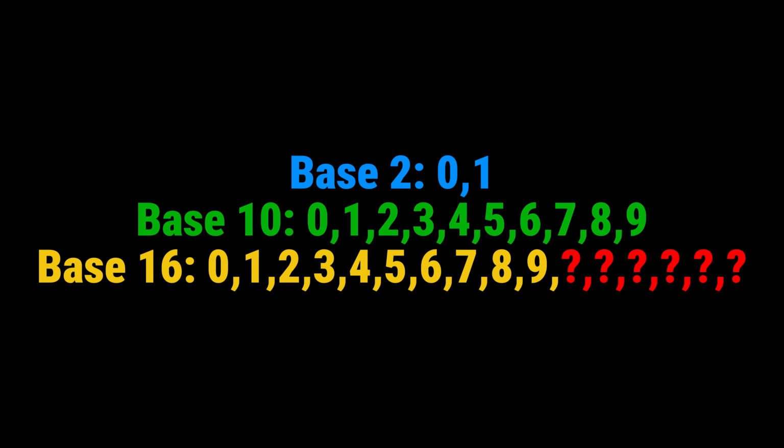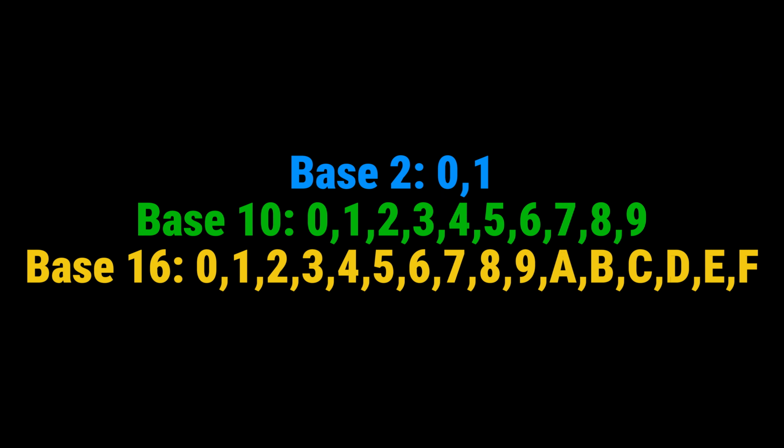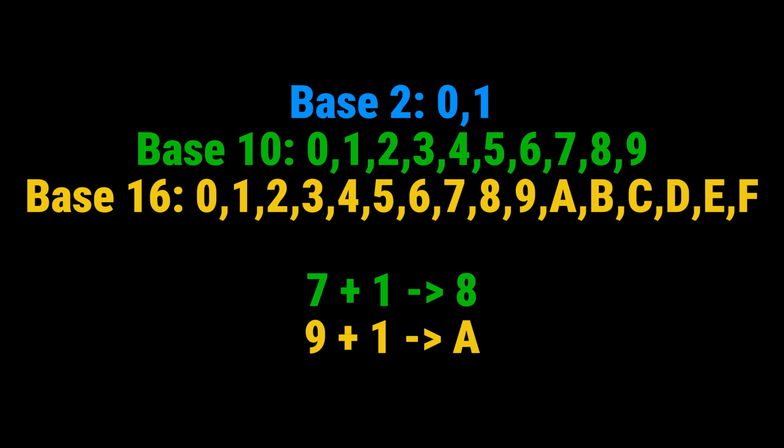The answer is that computer scientists are lazy, and instead of making new ones, we just use capital letters to represent 10 through 15. These may seem a little confusing at first, but they behave exactly as an extension of our current number system. Just like adding 1 to 7 would give you the next symbol in line, 8, adding 1 to 9 gives you A.